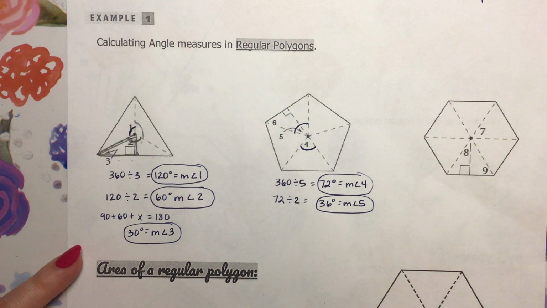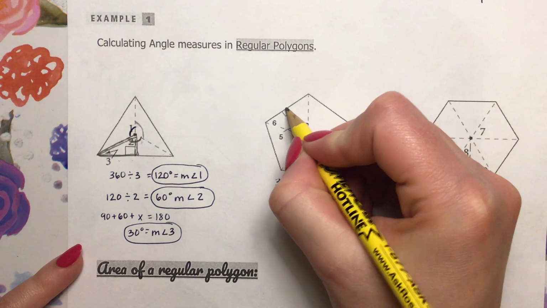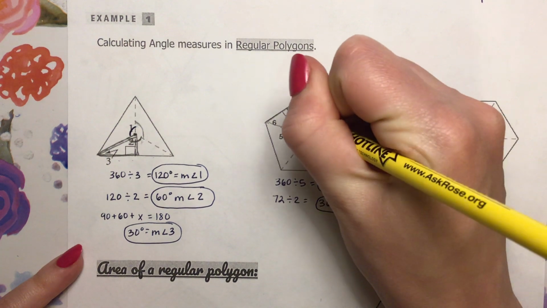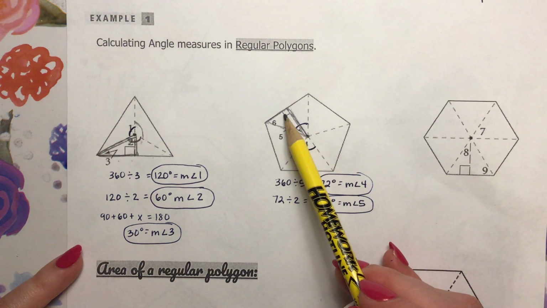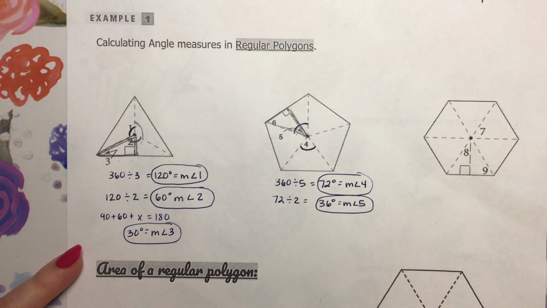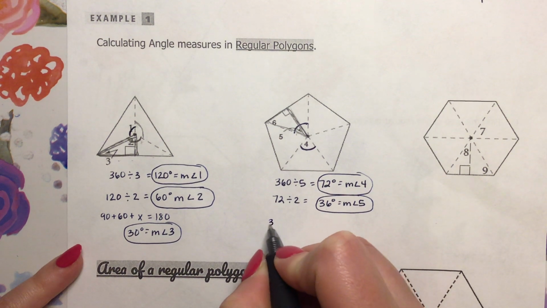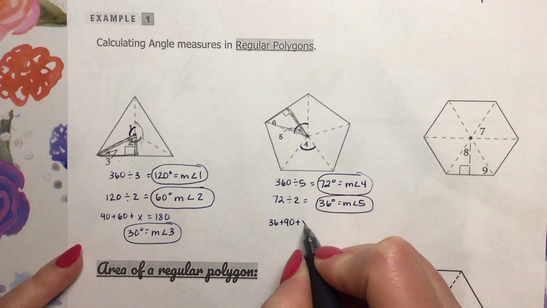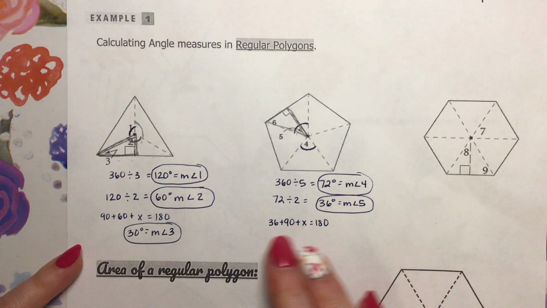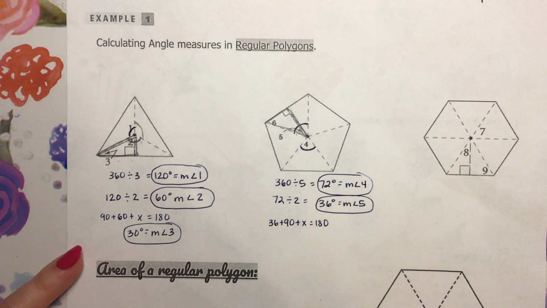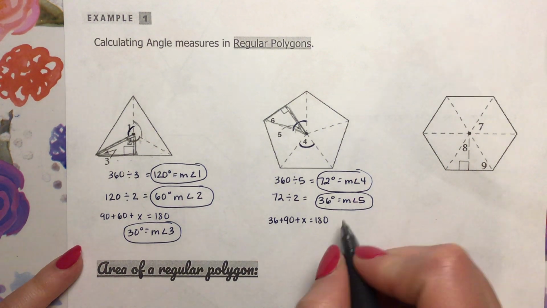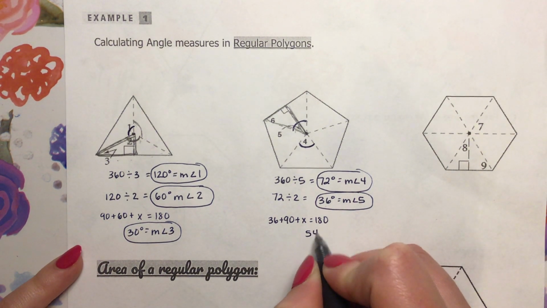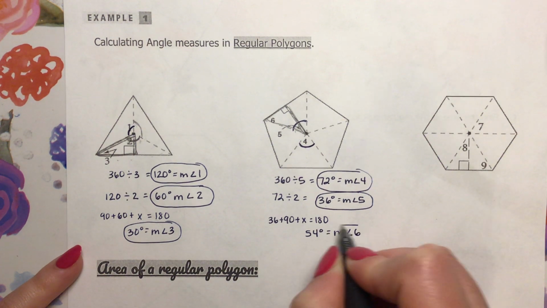For my last angle, which is angle 6, I'm going to focus in on this triangle right here in order to find its value. I know angle 5 is 36 because I calculated it right here. Right here's a 90-degree angle, so I can just use my triangle angle sum theorem. So I'm going to say 36 plus 90 plus x is equal to 180 degrees. When I add these up and subtract them from 180, I am going to get 54 degrees. Awesome. So 54 degrees is equal to the measure of angle 6.